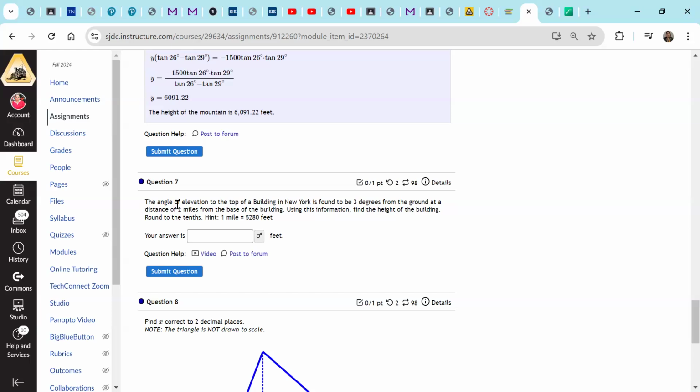1 mile is equal to 5,280 feet. So this is exactly similar to the last one. You will apply the tangent formula, and when you calculate, you will reach an answer of 553. And I'm going to show you probably a similar example to this one.